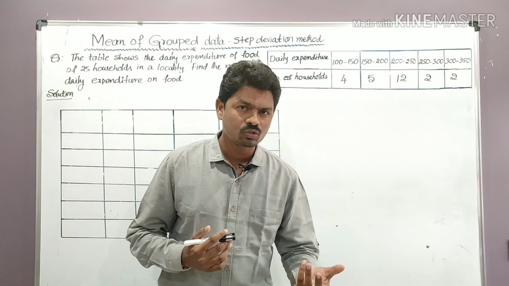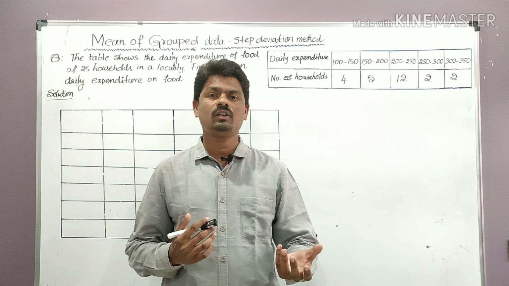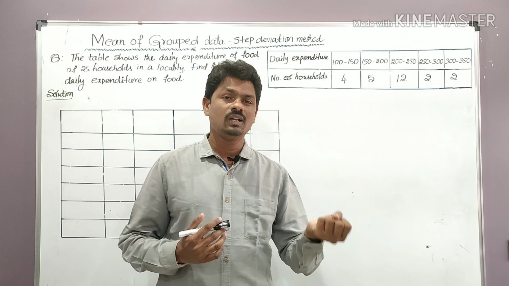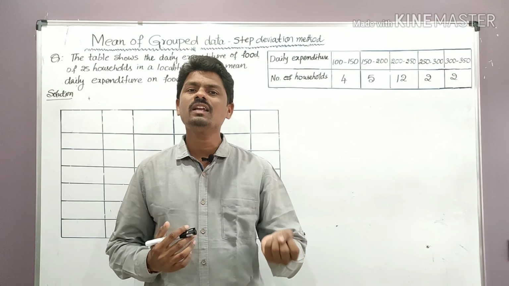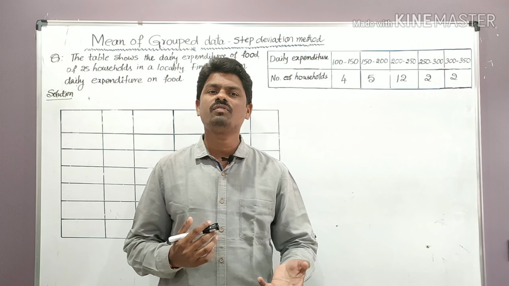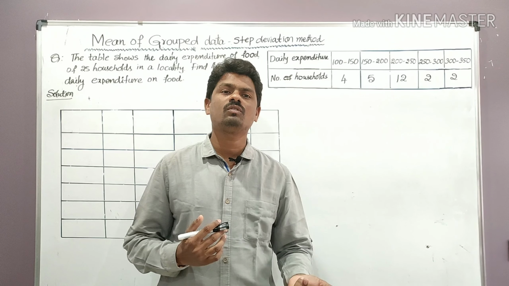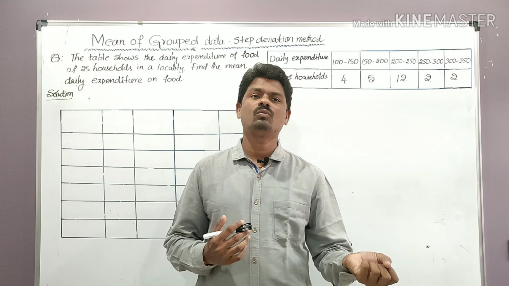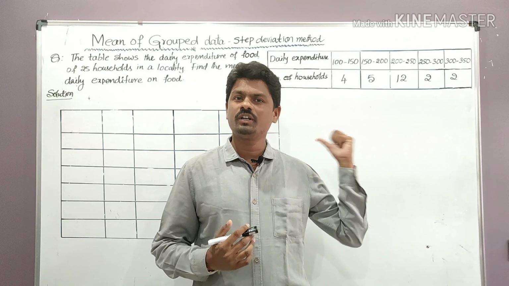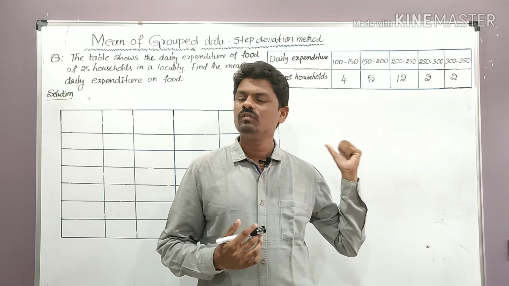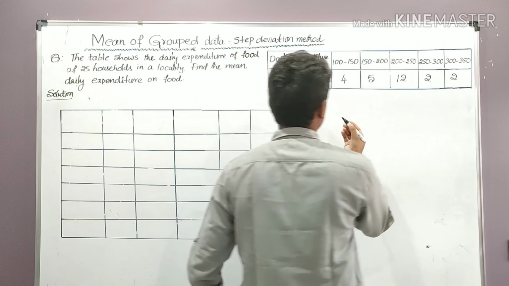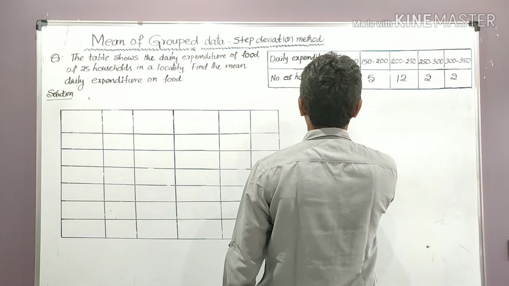the larger values are converted into smaller values by subtracting a fixed value from the data. In the step deviation method, the larger values are further converted into smaller values by dividing by a fixed value. So see what it is. We will learn this method, the step deviation method.